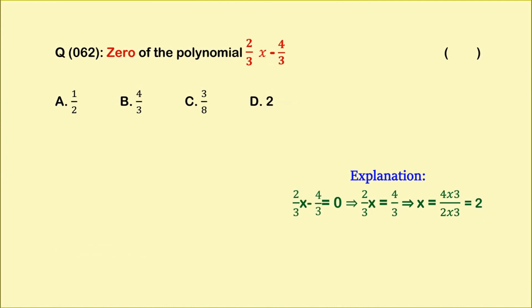Question number 62. Zero of the polynomial 2 by 3 x minus 4 by 3. If we make 2 by 3 x minus 4 by 3 equal to 0, we get 2 by 3 x is equal to 4 by 3. So x is equal to 4 into 3 by 2 into 3.